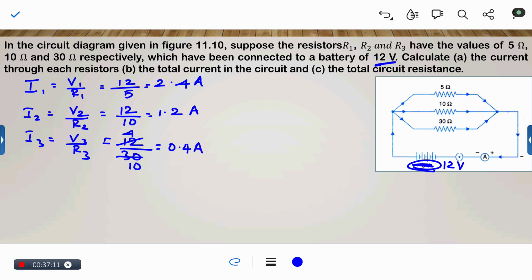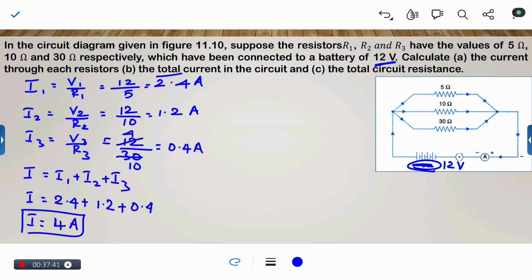Next, we need to find the total current. Total current we can get by adding: I is equal to I1 plus I2 plus I3. So I is equal to 2.4 plus 1.2 plus 0.4. We add all the numbers and get 4.0, or 4 ampere, both are the same. Let's check whether we made any error.